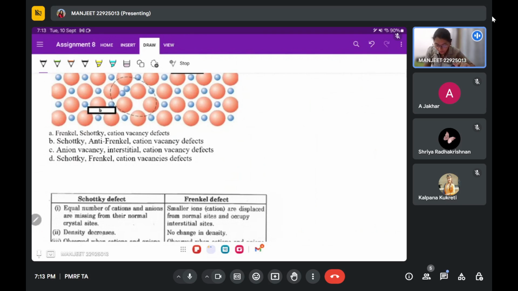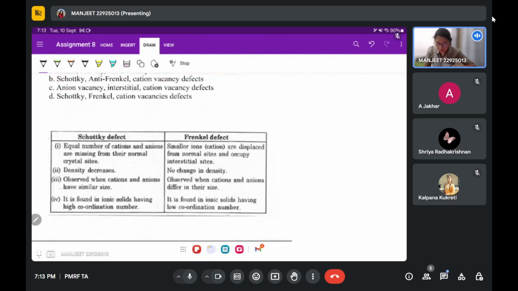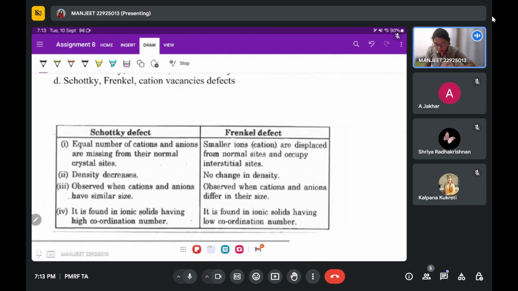So what are the Frenkel and the Schottky defects? The Schottky defect is basically when an equal number of cations and anions are missing from their normal crystal structure. Both the cations and anions go missing from the crystal structure, and then it gives neutral behavior. So this is the Schottky defect.